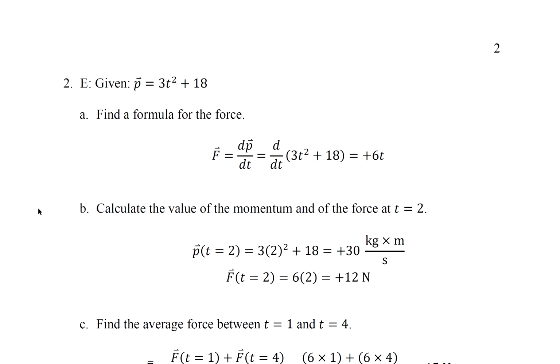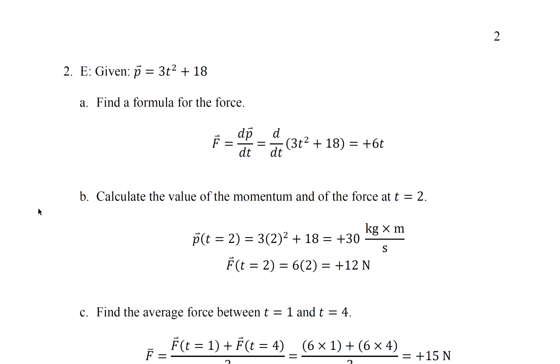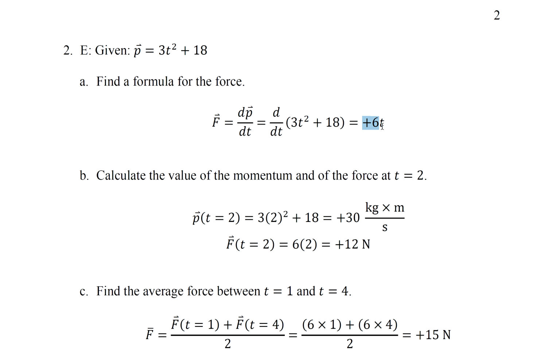Question 2. Given momentum equals 3t squared plus 18, part A, find a formula for the force. We're going to use the equation F equals dp/dt to get 6t. Part B, calculate the value of the momentum and of the force at t equals 2.